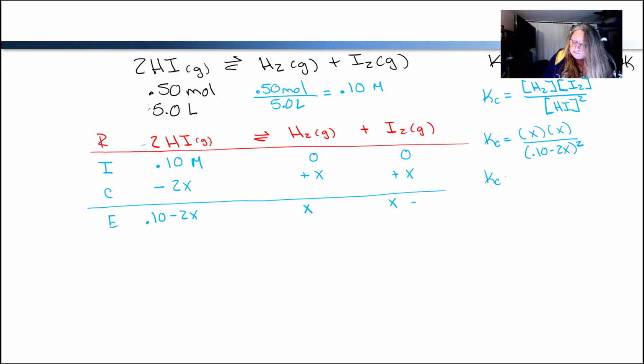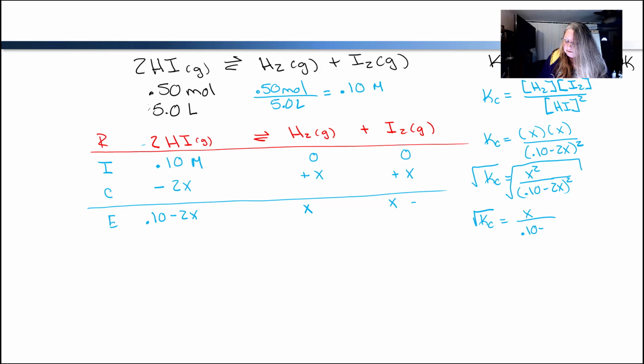This simplifies down then to Kc equals x squared divided by 0.10 minus 2x squared. Beautiful. It can be tempting now to throw numbers in there and solve a quadratic and then FOIL out this term. The easier approach, the kind of cheater approach, is to say, you know what, if I take the square root of both sides, those squares are going to go away, and I'll have the square root of Kc equals x over 0.10 minus 2x. Life got nice. Always look for those little things that are going to make your life a lot easier.